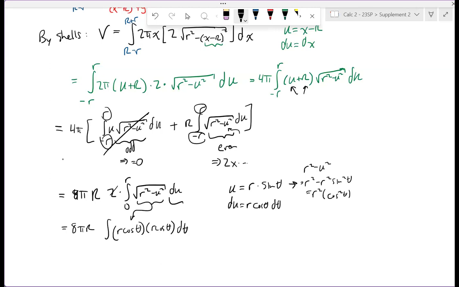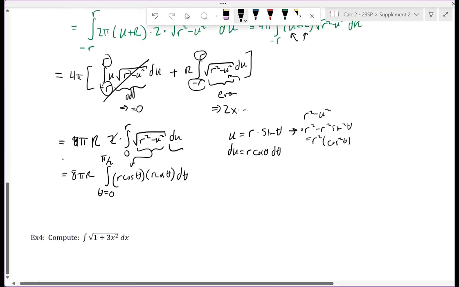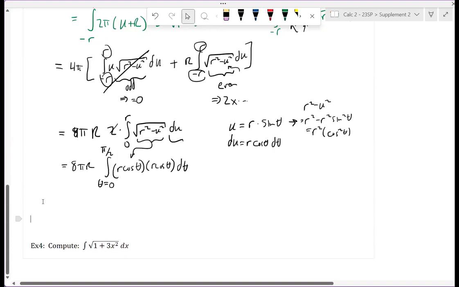And I have to be careful about my bounds. When u is 0, well, we can pick theta equals 0. And when u is r, that's when sine theta is 1, so we'll do pi over 2 for that. I suppose maybe you could have picked different values for theta there because of the symmetry of the trig function, but these are definitely the way that I'd recommend proceeding.